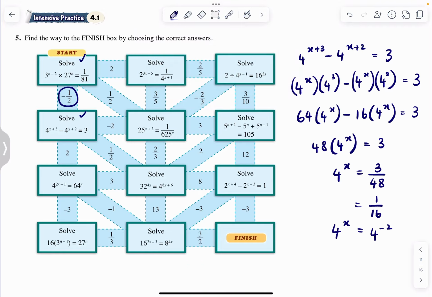So our bases are the same already now, 4 and 4. So the power we can compare. Therefore, x is negative 2. So negative 2 is here. So from here, we went here. Now we go here. Now we need to solve this.